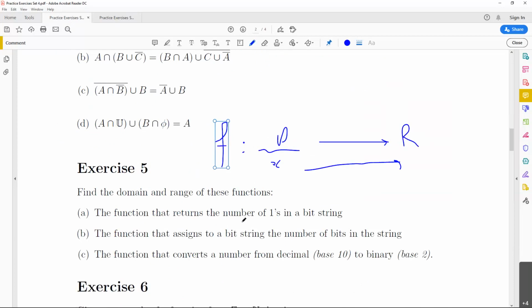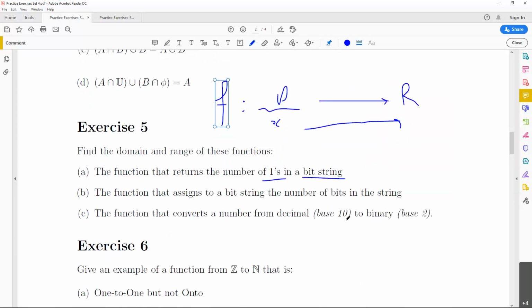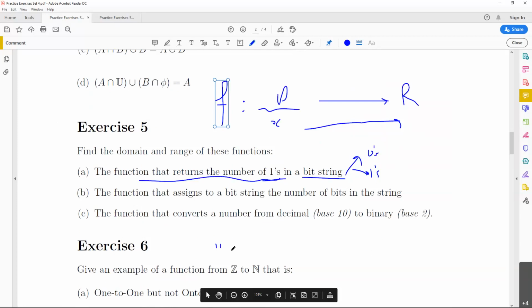The function that returns the number of ones in a bit string. So a bit string is just a string made up of zeros and ones. So that's going to be kind of like our domain here. So the domain is going to be strings that are made up of zeros and ones. It returns the number of ones in a bit string. So if you have a bit string, 0, 1, 1, 0, 0, 0, and so on, the function takes the string and it's going to return to you how many ones you have here. So for example, we have 4 ones.